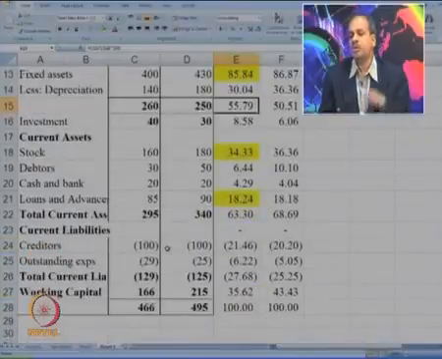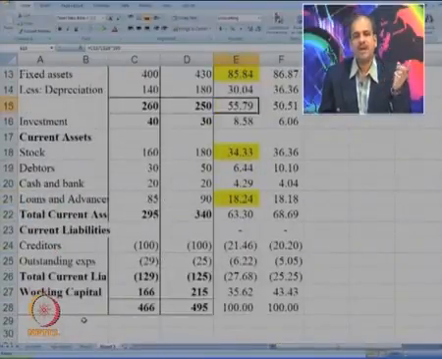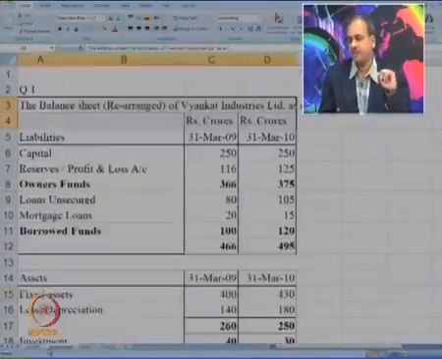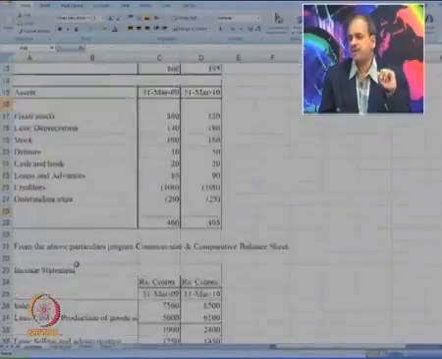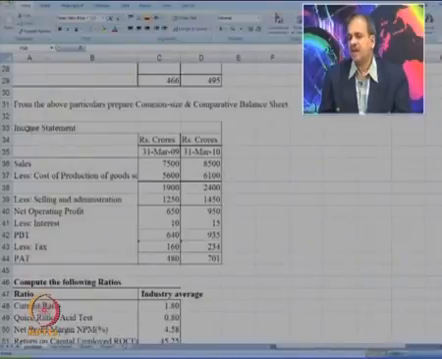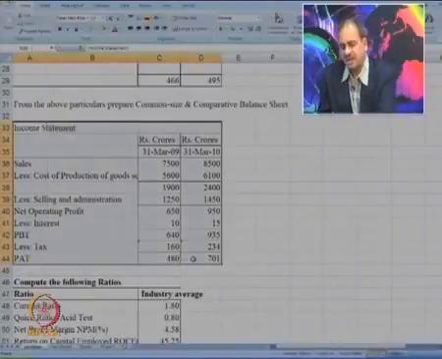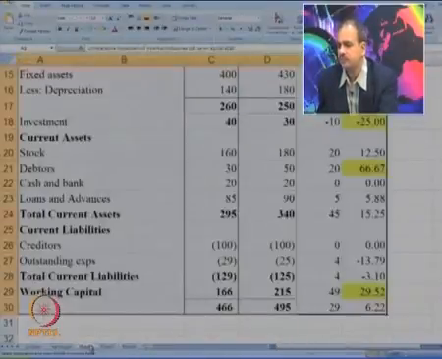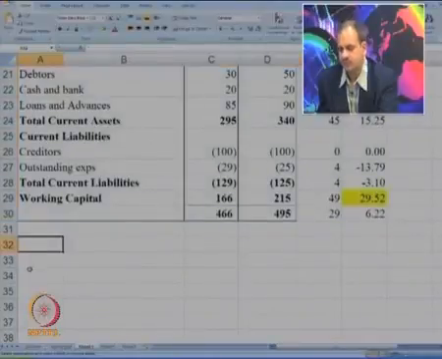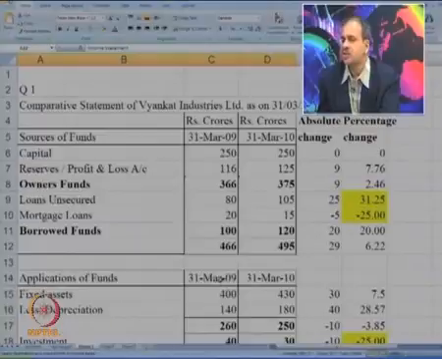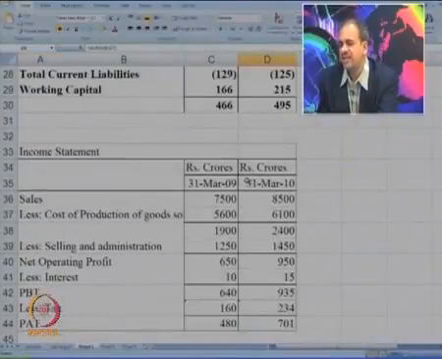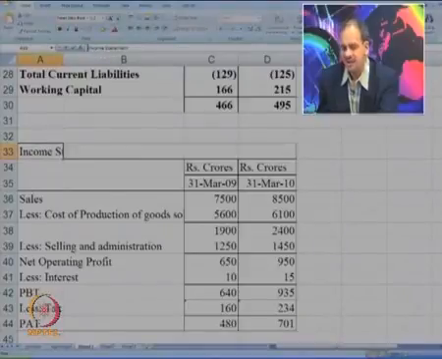Now let us try to make both common size and comparative statements, but for an income statement. Now this was an income statement which was given to us. Let us try to make a common size and comparative statement using these data. So here you had a comparative balance sheet. Now, using a similar technique, we will try to make a comparative income statement.